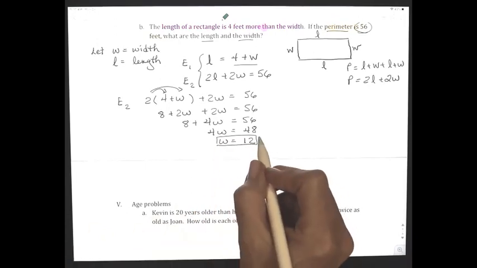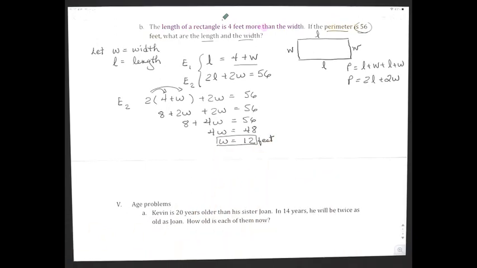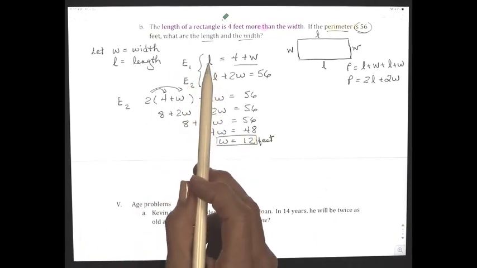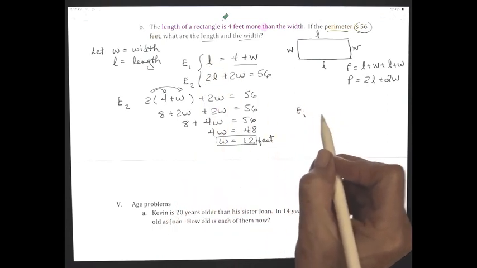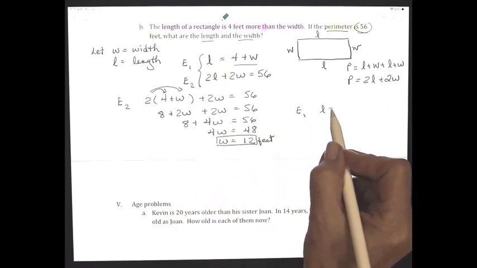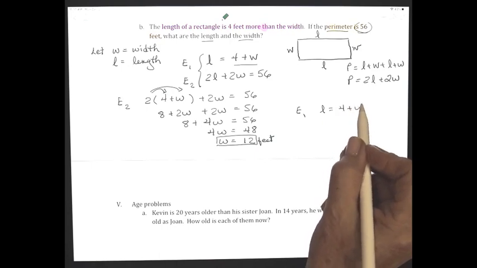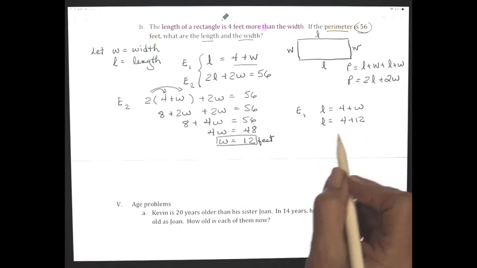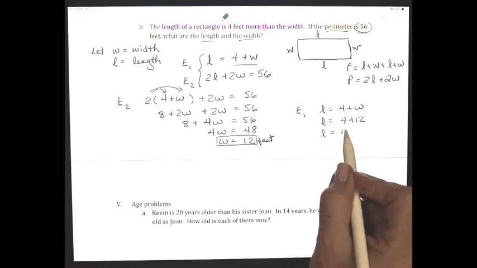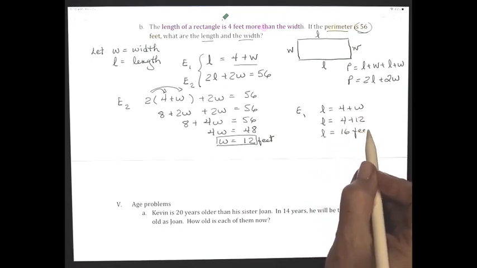12 feet. We should label it when they give me units. I always try to label. The width is 12 feet, and then we'll go back up here to equation number 1, which says the length is equal to 4 plus the width. So if the width is 12, then the length has to be 16 feet.